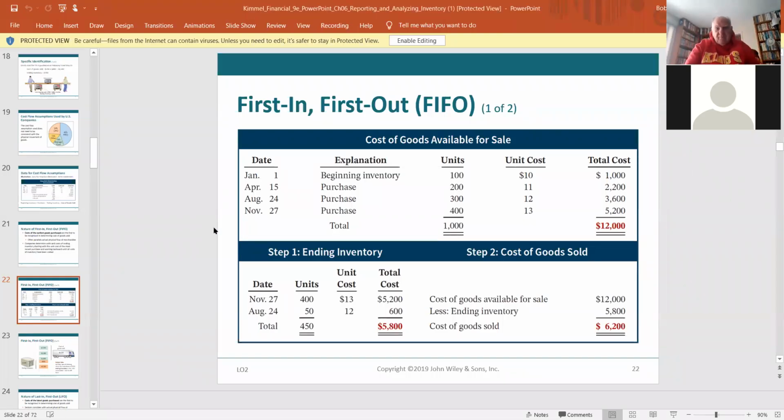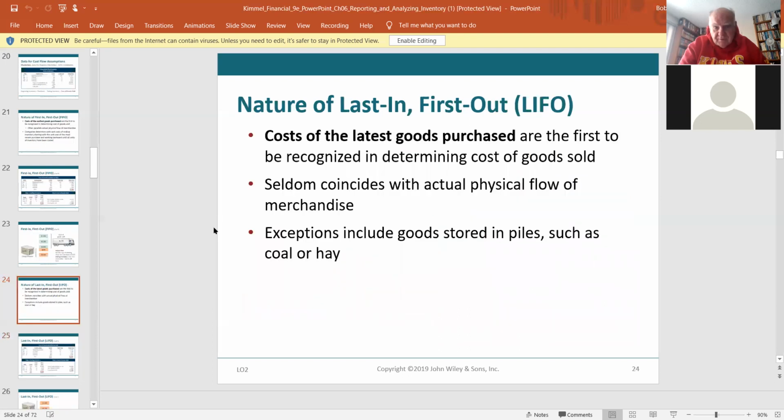So there's a look at LIFO. The way they're presenting it here, Derek, is they are starting with the inventory. They're saying, let's work with the number 450. And under FIFO, we sold the 300, the 100 at the beginning, the 200, that gives us 300, plus another 150 out of the 300. First in, first out. Nature of last in, first out. We're starting with the most recent purchase.